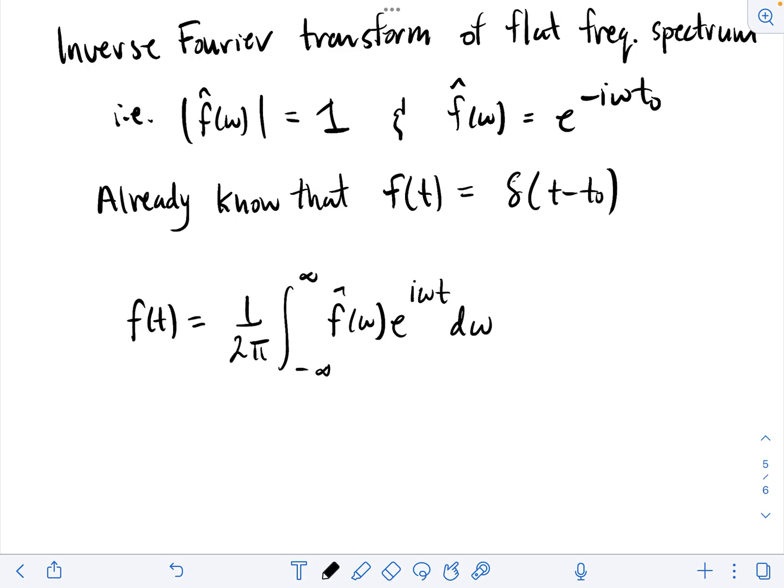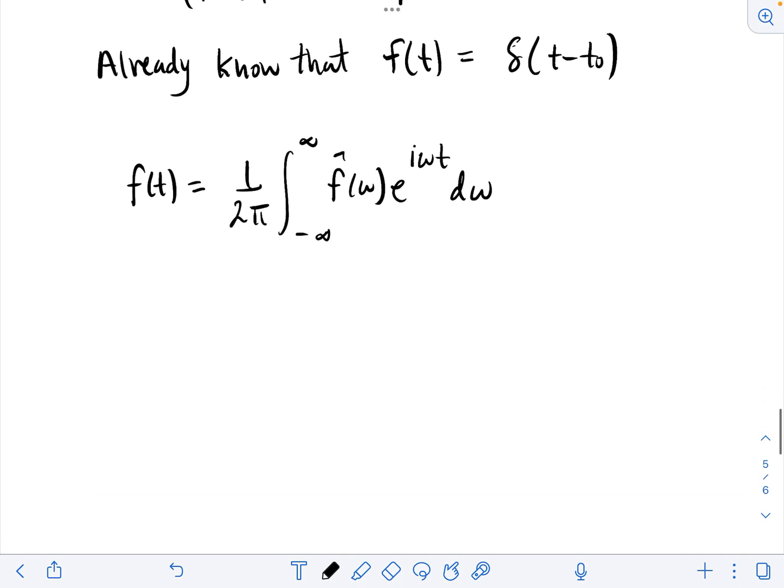Okay, so there's the 1 over 2 pi and the integral. F hat of omega we know is e to the minus I omega t naught, and then we have to multiply by e to the I omega t and integrate with respect to frequency. So we can combine these two exponentials.